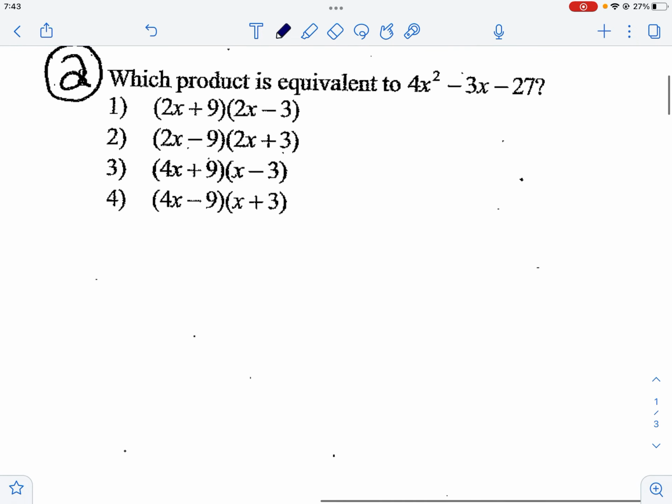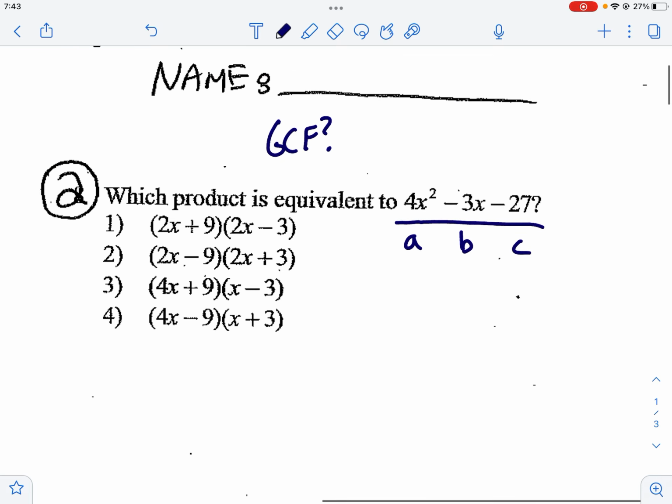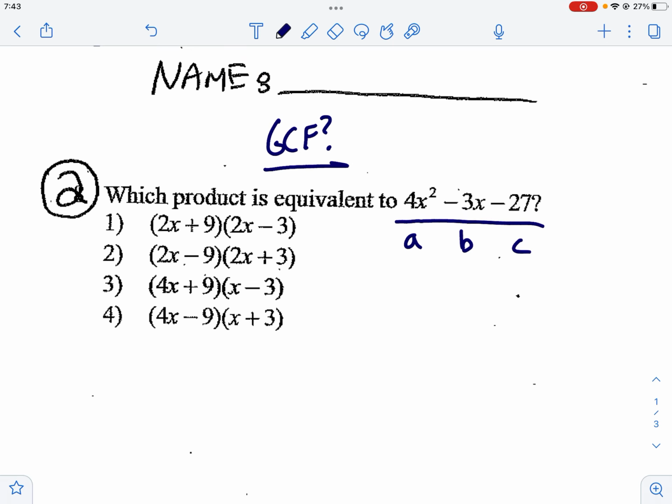For question number 2, we'll use the same process. So we'll first examine our a, b, and c values. In this case, the a term is bigger than 1. So we want to ask ourselves, is there a GCF? Looking at 4, negative 3, and negative 27, there's not a GCF. So when there's no GCF and the a term is bigger than 1, we have to multiply it by the c term to find the number that we're multiplying to make. In this case, that number is negative 108. So we need two numbers that multiply to negative 108 and add or combine to negative 3.